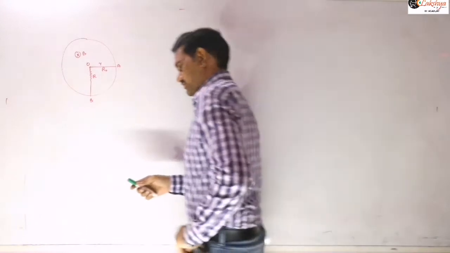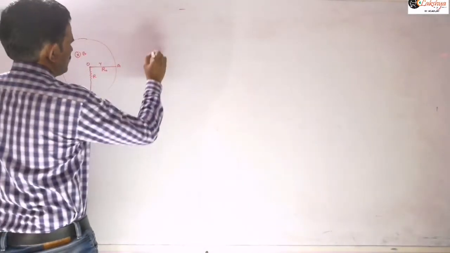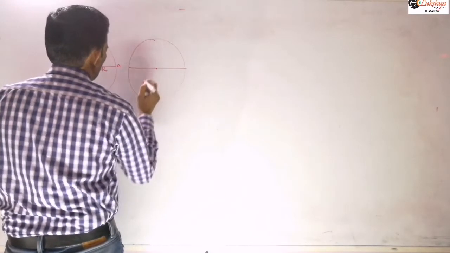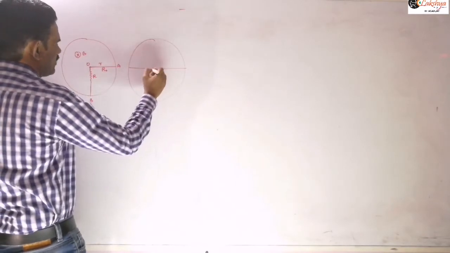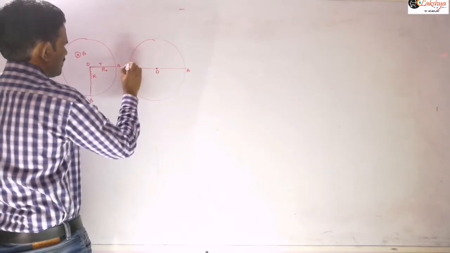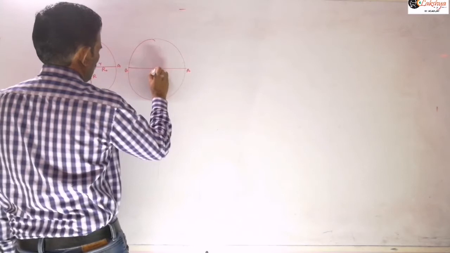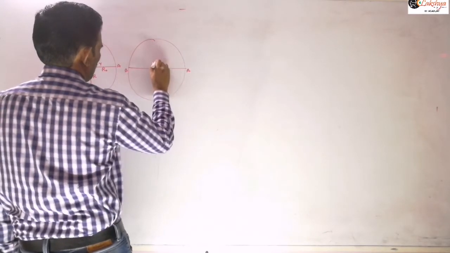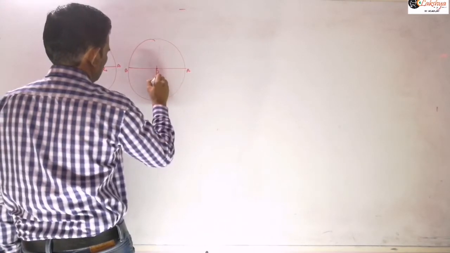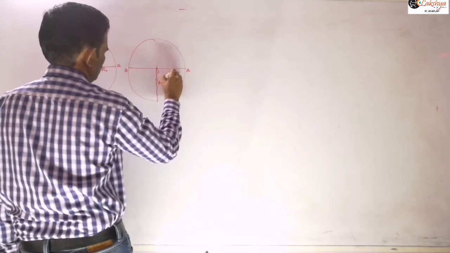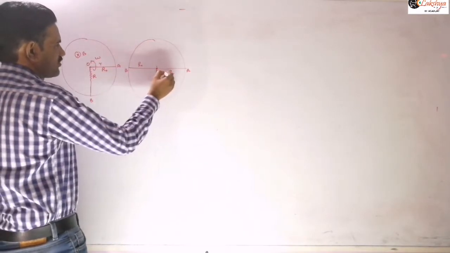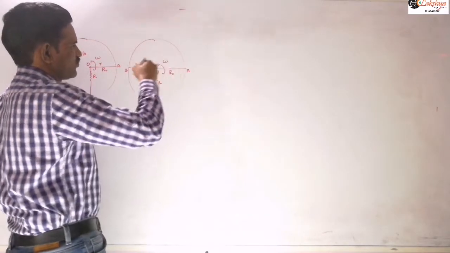Answer the same question if the length of the rod is equal to 2r and is placed along its diameter as shown. That means now here the rod is only of length radius r. Now here what I am doing is taking a length of 2r, the total diameter, I am taking.